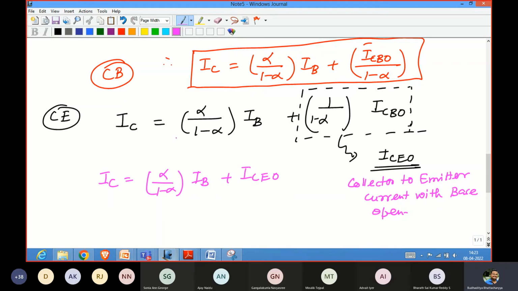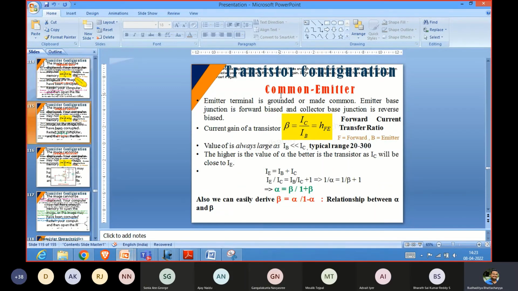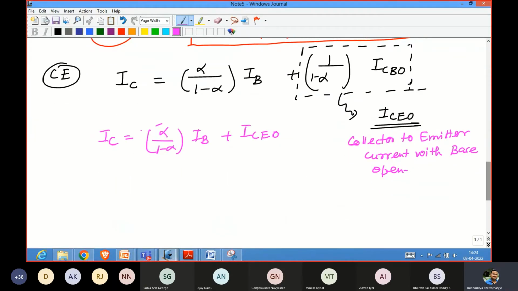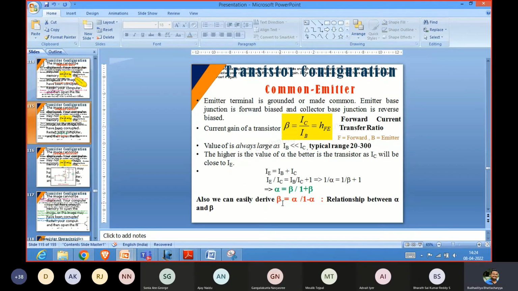All right, and now in all these cases we have to replace this alpha by beta, because remember in CE configuration, if I go back, this beta was actually relevant to common emitter. So when we are explaining the common emitter, we need to replace it by beta. So this will be IC equals beta IB plus ICEO. Why? Because we had already proved that beta is equal to alpha by 1 minus alpha. So the same thing I have applied over here.